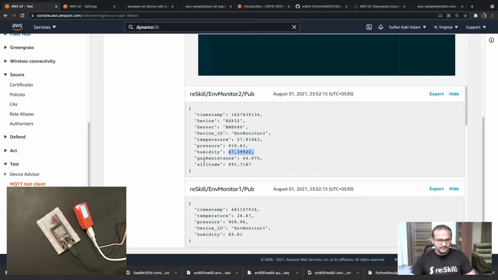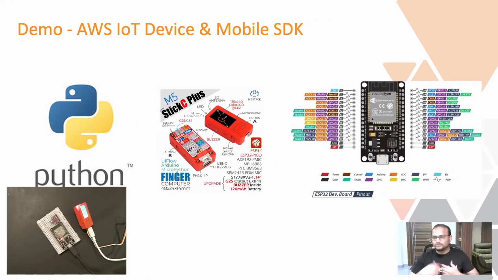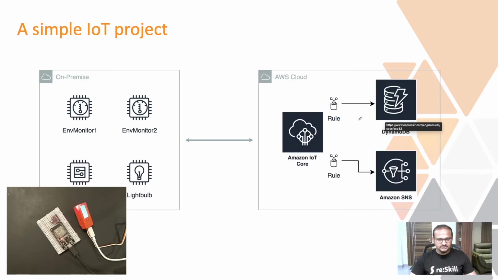Anyway, now that the data has started coming in, we will see what we can do further and how we can proceed. Okay, so this is how we can program an ESP32 board to communicate with AWS IoT Core. Now, this is a simple IoT project. We will evolve this one in phases so that we understand the other AWS IoT services as well.